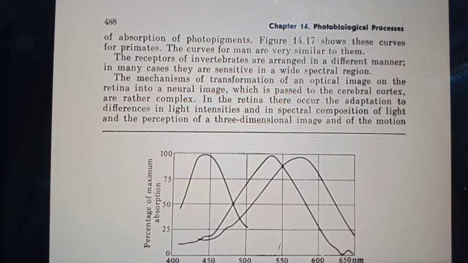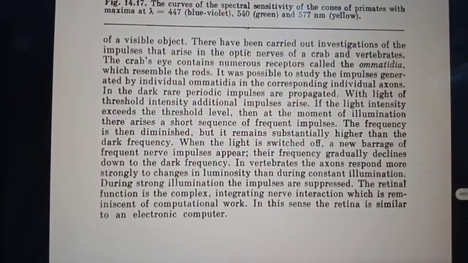The mechanism of transformation of an optical image on the retina into a neural image which is passed to the cerebral cortex is rather complex. In the retina there occur the adaptation to differences in light intensities and spectral composition of light, and the perception of a three-dimensional image and the motion of visual objects. There have been carried out investigations of the images that arise in the optic nerve of a crab and vertebrates.